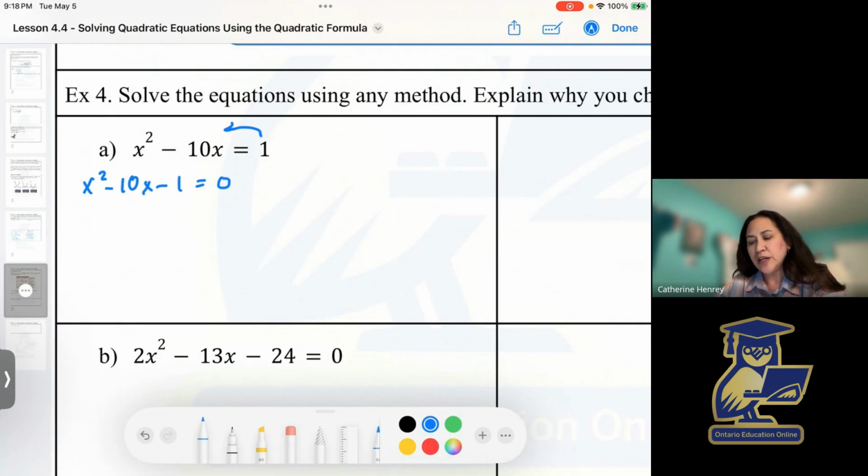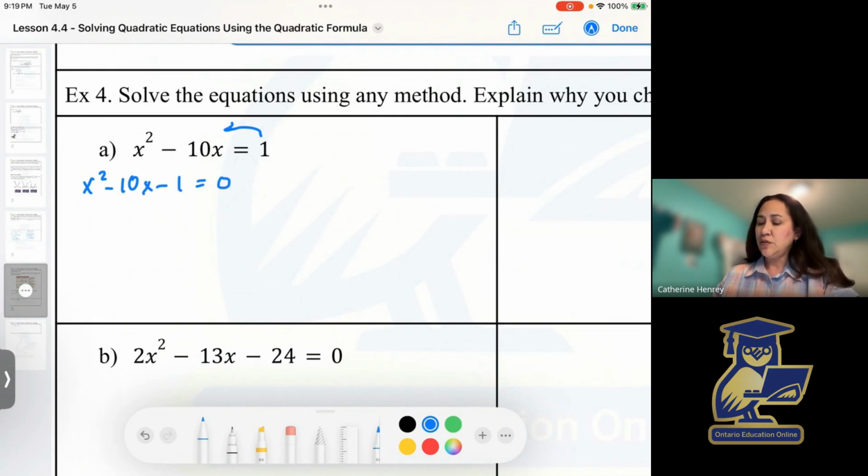If I look for factoring first, I don't think I can come up with any numbers that multiply to give me -1 and add to give me -10. So I think this is kind of up in the air. I would either use completing the square, or I could use the quadratic equation. But let's just go ahead and complete the square here. At least we get some practice with either one.